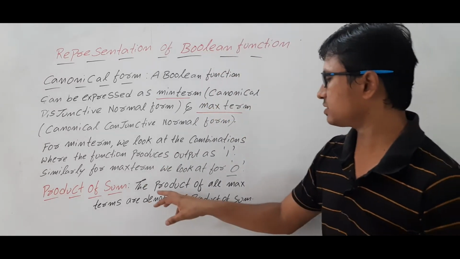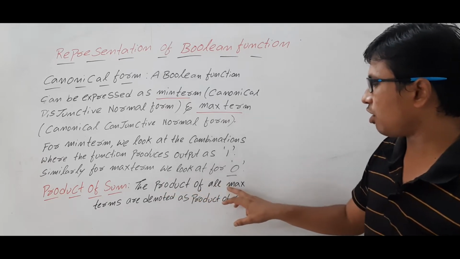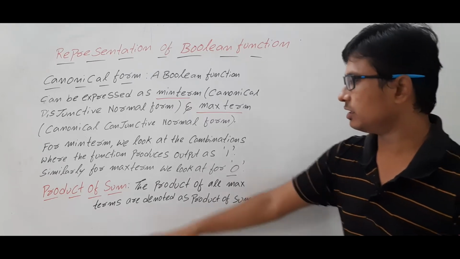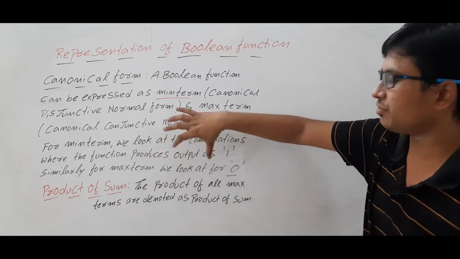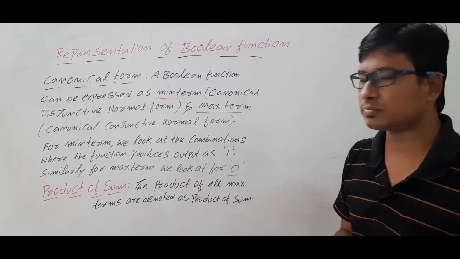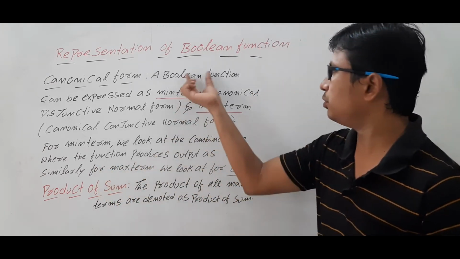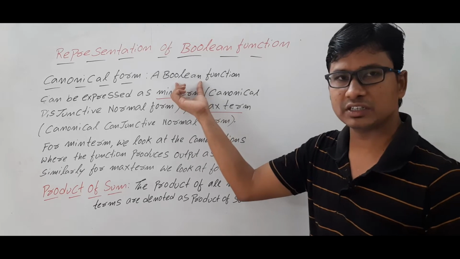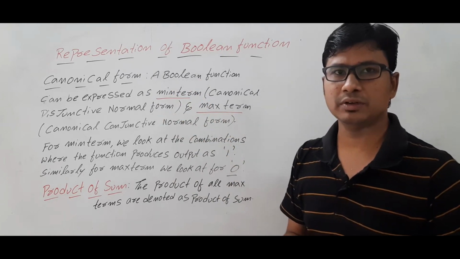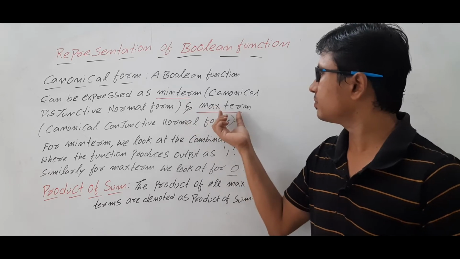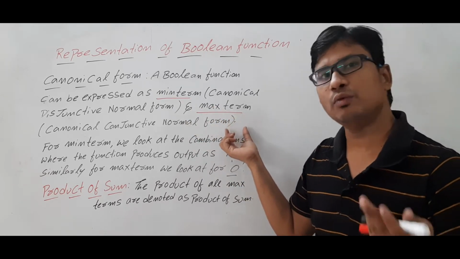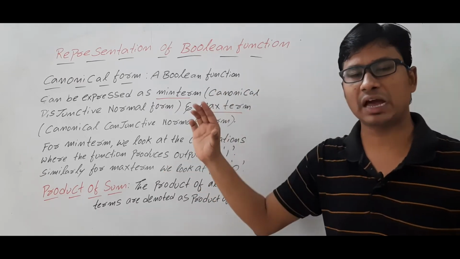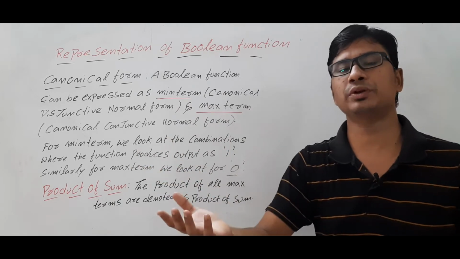The product of sums is represented as the product of all max terms. Is it clear? The product of sums is nothing but the product of all max terms. Then what is a max term? You can ask me. For a Boolean function, because we are representing Boolean functions only, for the binary variables we will get some output as 0 or 1. Am I right or wrong? For any Boolean function, for the Boolean variables, if I give the values, the function will produce either output as 0 or 1.